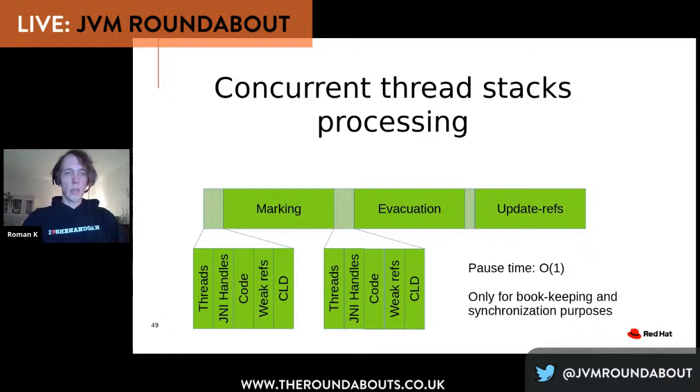With all this together, this means that we still have pauses here, but they are basically only for bookkeeping purposes inside the GC, and the pause time here is constant time. Everything else happens concurrently with running Java threads, which should get your pause times under 1 millisecond, well under 1 millisecond even.